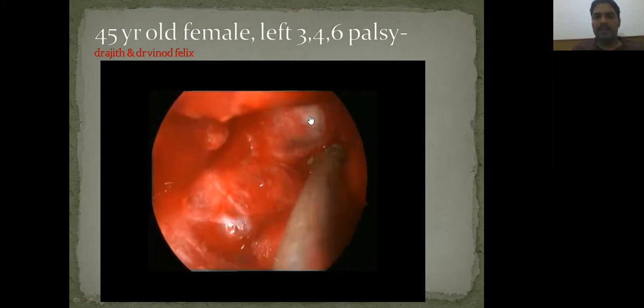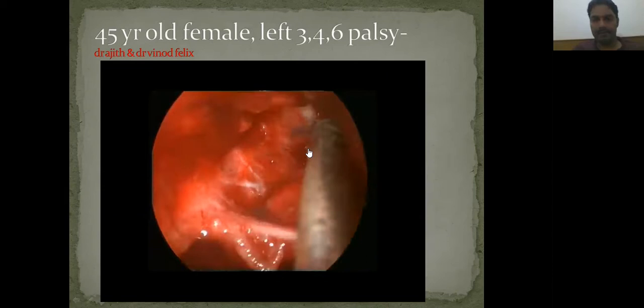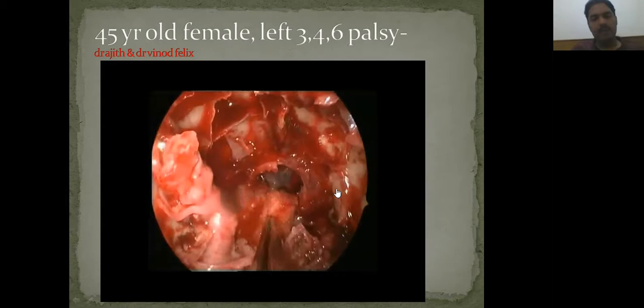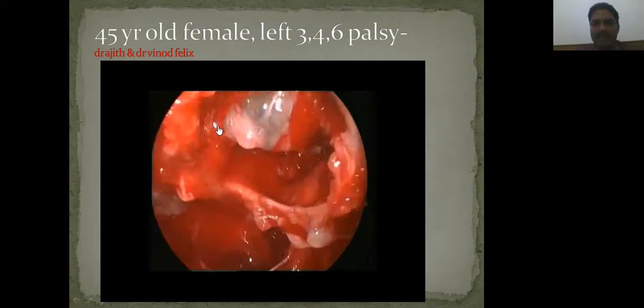That is the oculomotor triangle there. Dura of oculomotor triangle. This is the inferior compartment. And after removing the tumor from the cavernous sinus, we go to the other cavernous sinus, and that's a suprasellar part, also removed.